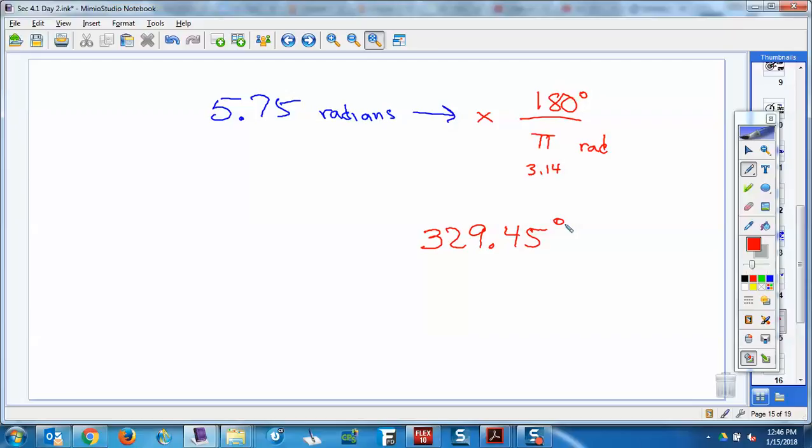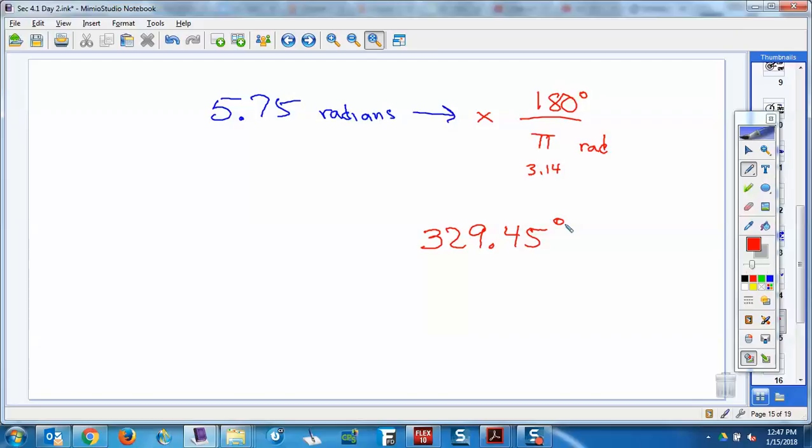Question, Noah? Yeah, so then can you just divide it by 2 pi and then multiply by 360? Right, okay, very good. I know where you're coming from. So here's what you're thinking. You're thinking, okay, 5.75 is part of a whole circle. It's not all the way. What fractional part is it? It'd be 5.75 divided by 2 pi, right? 5.75 divided by 6.28. That's the fractional part of the circle it would be. And then times that by 360.